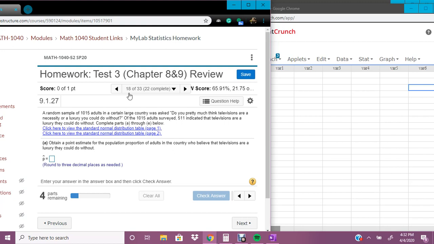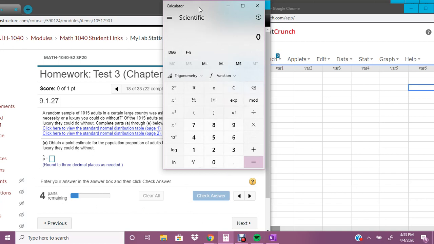Okay, so here we have question 18 of the test 3 review. So we're looking for a point estimate of a proportion. So those are some things to pick up. P hat is the same thing as the mean, or your x over n. And so our n is this number right here, and our x would be this number. So that is what we would do for our proportion.